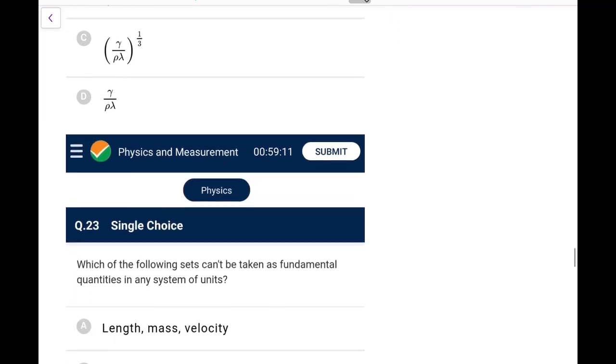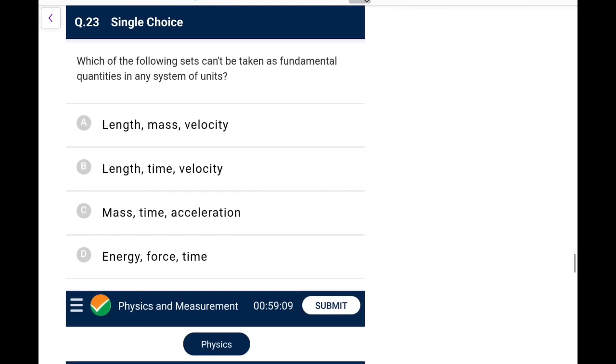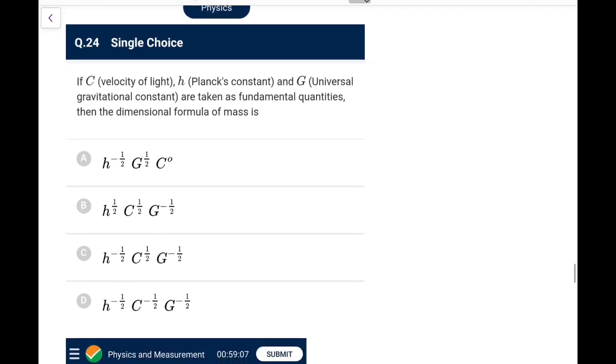Go ahead. Next, which of the following sets cannot be taken as fundamental quantities in any system of units? We know they should be independent. So length, mass and velocity can be taken, because you cannot have mass in terms of length or velocity. Length, time, velocity cannot be taken, because velocity you can write as length upon time. So they are not truly independent. You can write the velocity in terms of length and time. So this cannot be taken. So the answer should be option B.